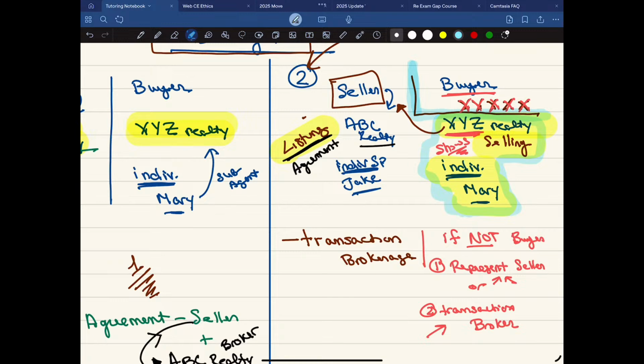If the buyer refuses to have XYZ and Mary represent them, and the seller says, nope, I don't want you either, then XYZ Realty is out. Somebody's got to agree to pay them. And if the buyer doesn't want them on their team and the seller doesn't want them on their team or part of this deal at all, they're just done. They don't get paid.